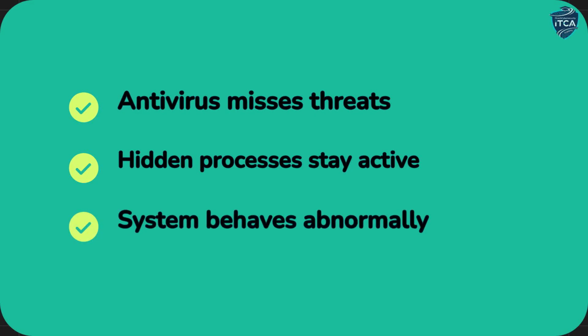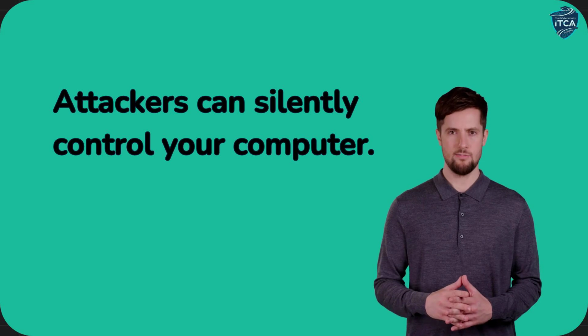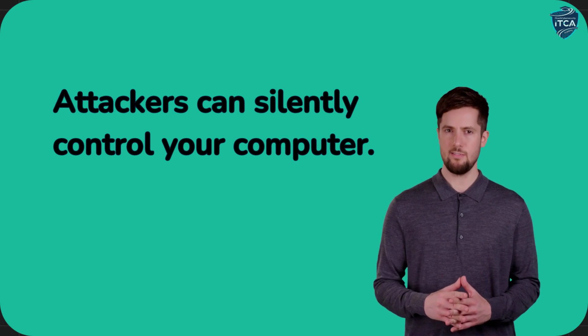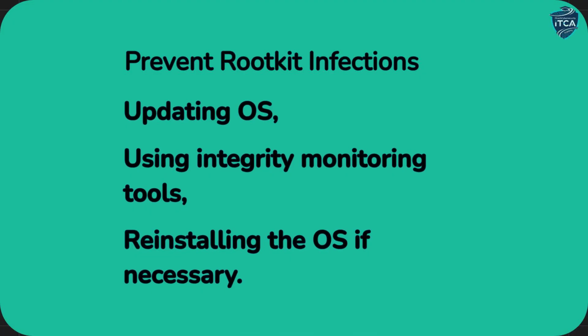Antivirus software might miss threats entirely, hidden processes stay active even after cleanup attempts, and your system may behave abnormally. Some rootkits hide backdoors so attackers can silently control your computer for weeks or even months. Prevent rootkit infections by updating your OS, using integrity monitoring tools, and reinstalling the OS if necessary.